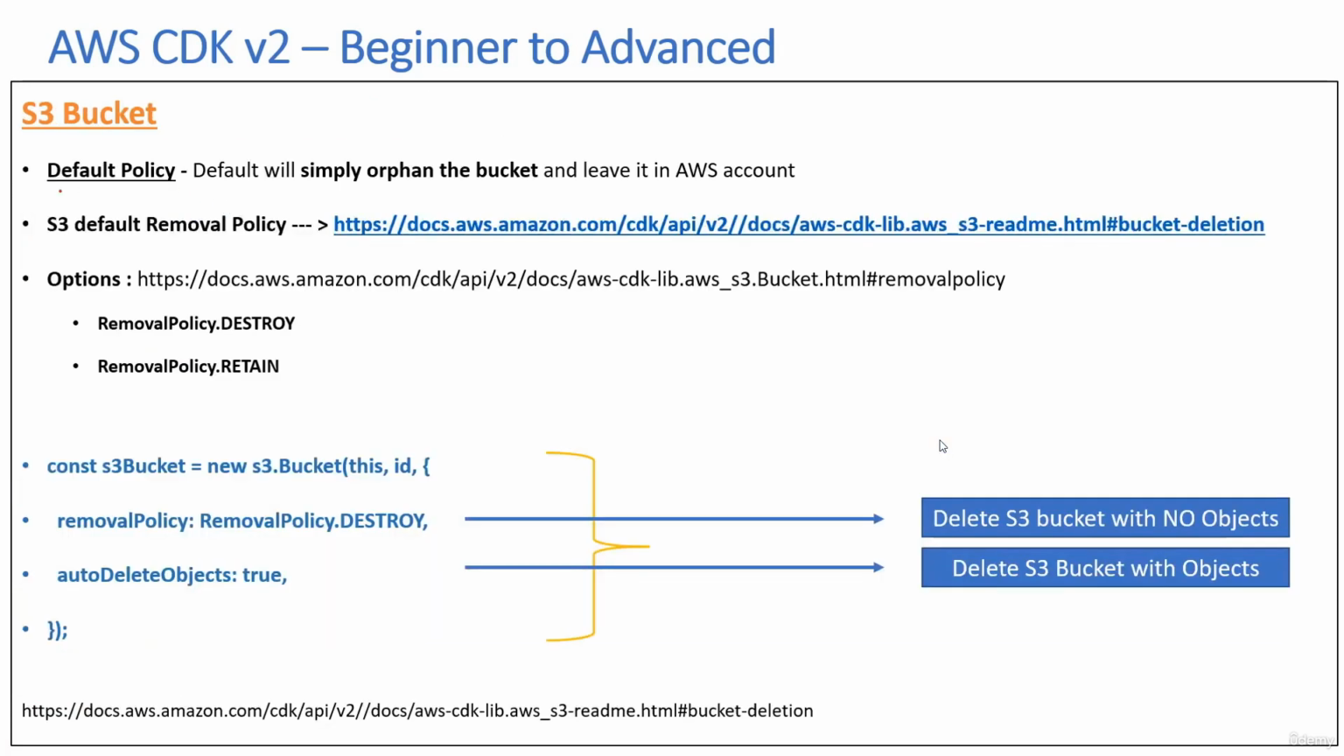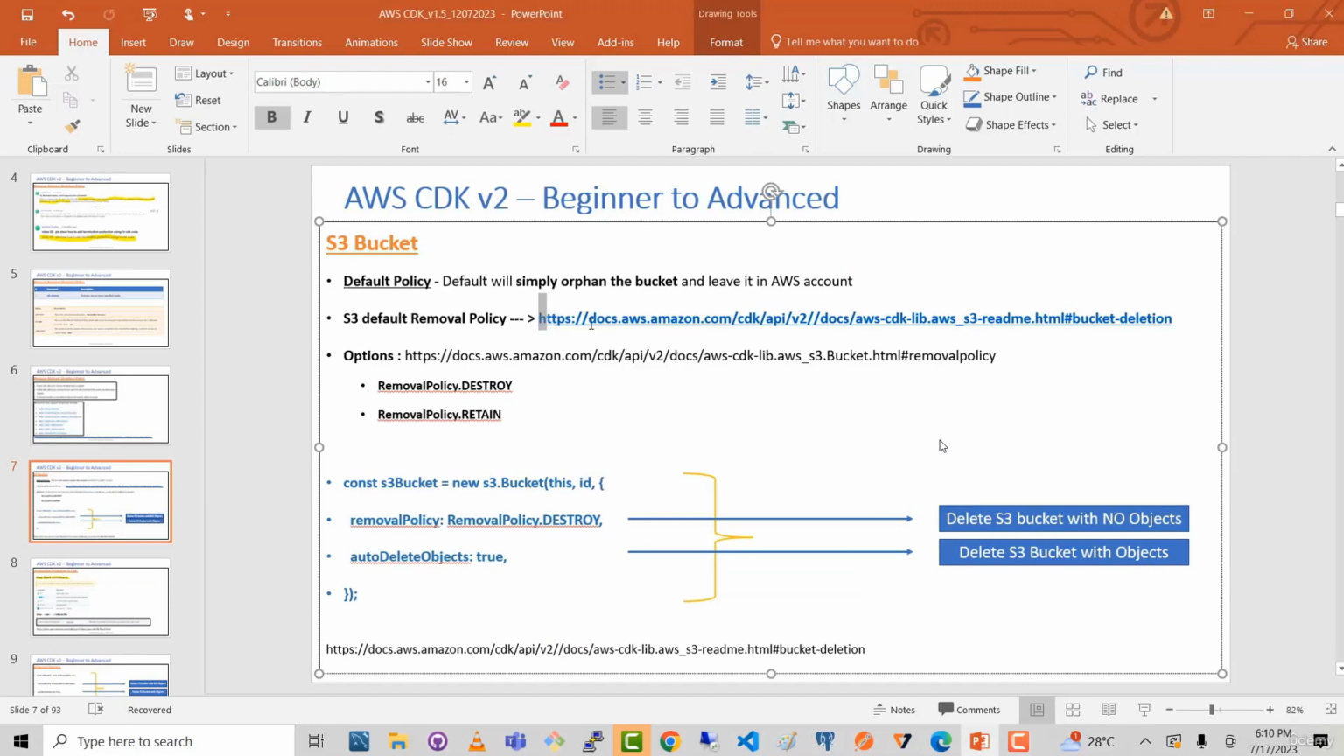Now that we have discussed what is the default policy for S3 bucket, let's see how we can override the default removal policy. So I'll just go to this link and I will copy this link.